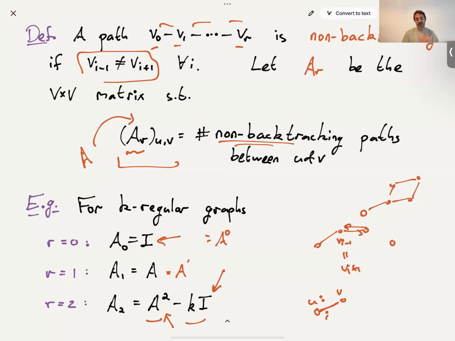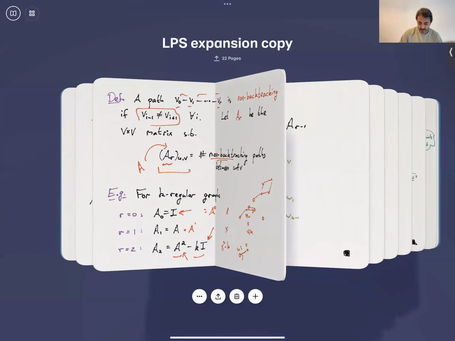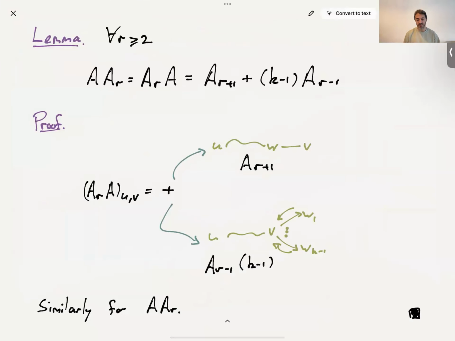So, you can ask, is there a polynomial that depends on R, of course, such that AR, the non-backtracking length R walks of G, can be expressed as the polynomial evaluated at A? For example, this is the polynomial 1, this is the polynomial x, and this is the polynomial x squared minus k. Yeah, it turns out there is one, and it is surprising to me at least, but it's very simple to see. So let's see that.